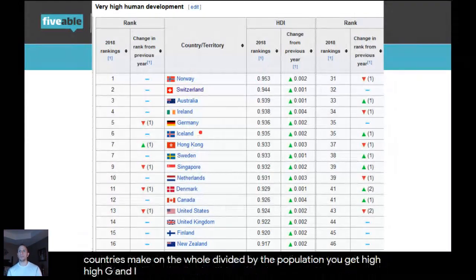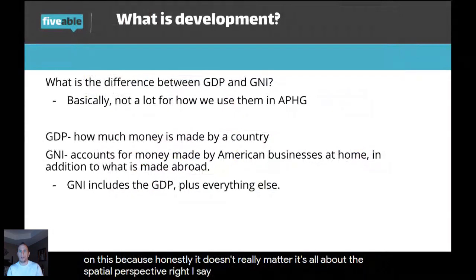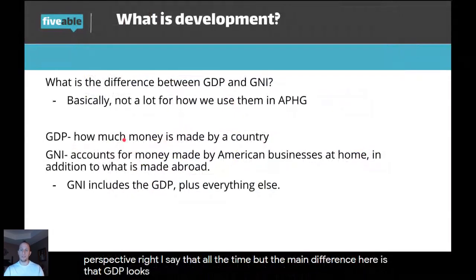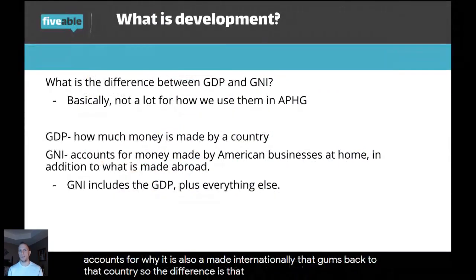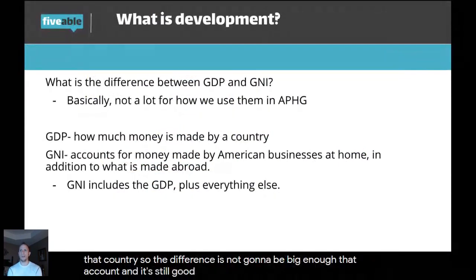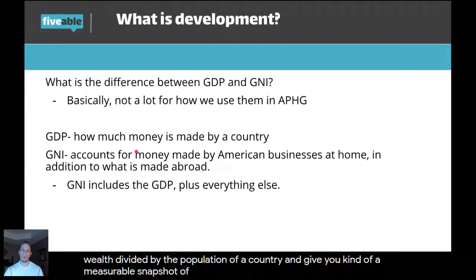So basically, what is the difference between GDP and GNI? Not to spend too much time on this, because honestly, it doesn't really matter. It's all about the spatial perspective, right? I say that all the time. But the main difference here is that GDP looks at how much money is made within the country. GNI accounts for what is also made internationally that comes back to that country. So the difference is not going to be big enough to count. And it's still going to be a number that goes to show the overall wealth divided by the population of a country, and give you kind of a measurable snapshot of how well people are based on how much money they're able to make.